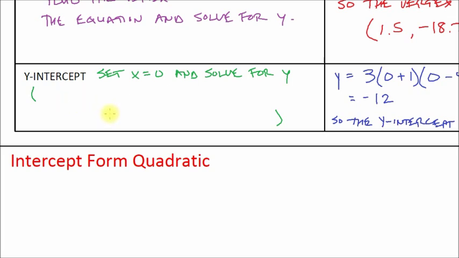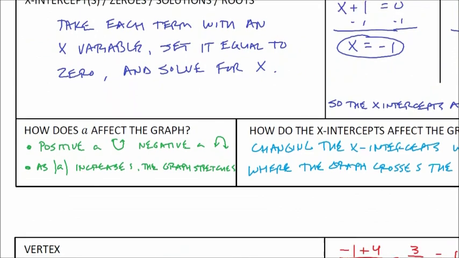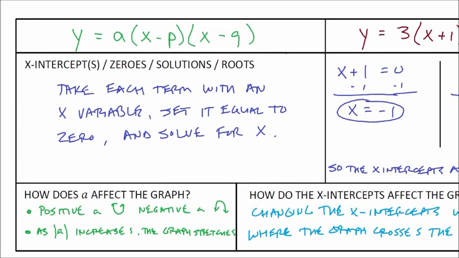Alright, so that covers all of the basic parts that we need to know about an intercept form quadratic, how to find the x-intercepts, how to find the vertex, how to find the y-intercept, and what A does to the graph, and what happens when the x-intercepts change. How does that affect the graph?